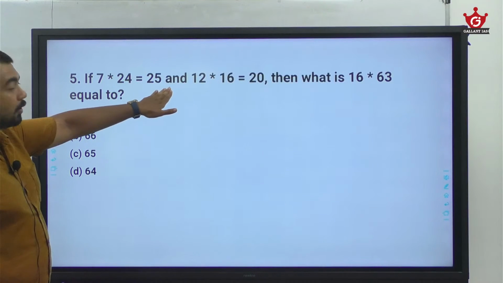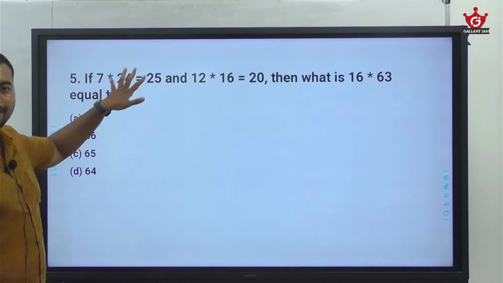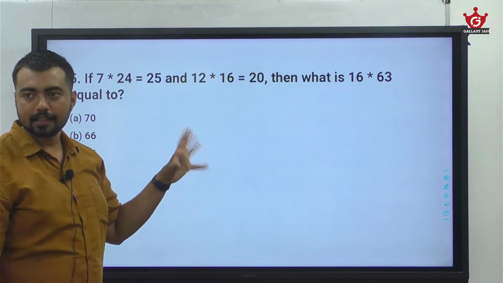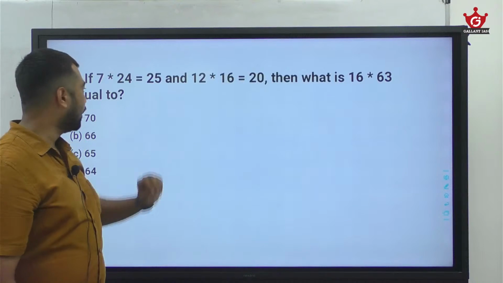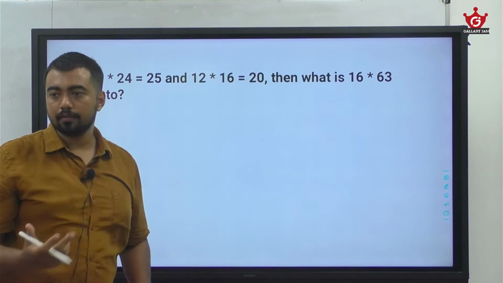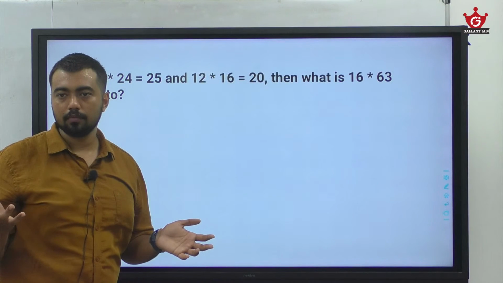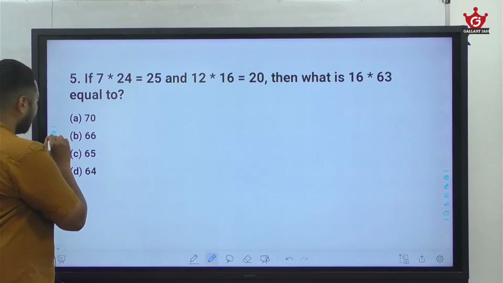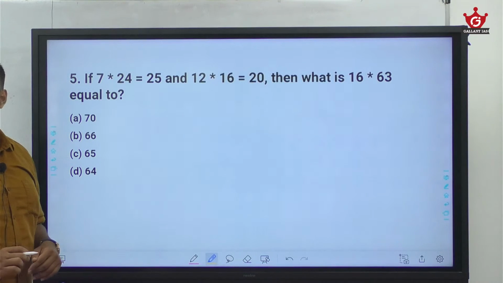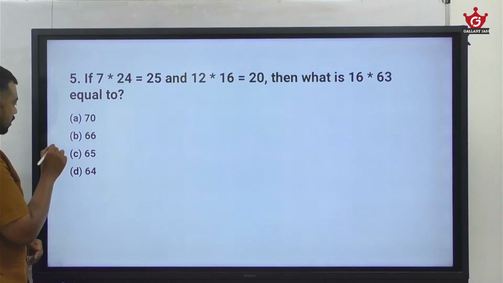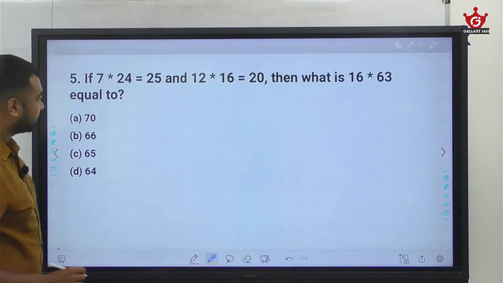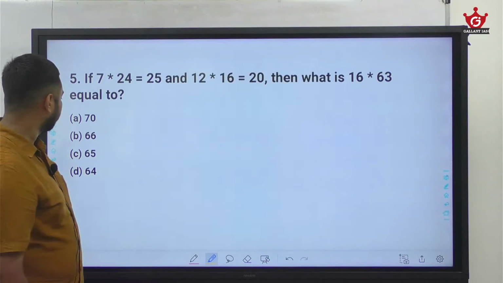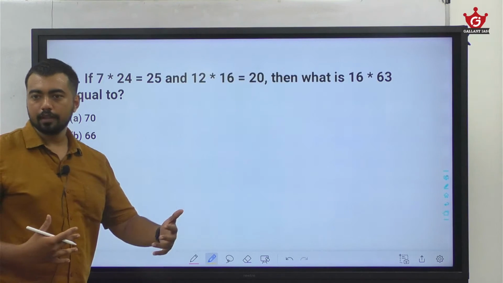So if 7 into 24 is equal to 25, I mean, this is not into, there is just a sign that they have given. It doesn't mean there is into. You have to find the meaning behind that sign in order to crack this code. So I'll give you a hint. The hint is Pythagoras theorem. Got the answer? So let's move a little bit faster.